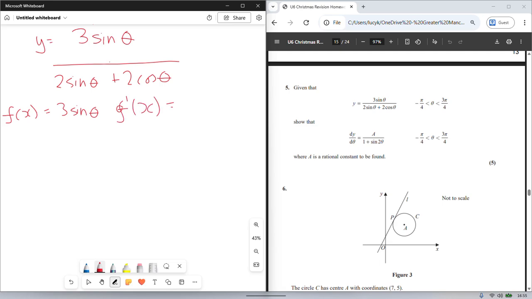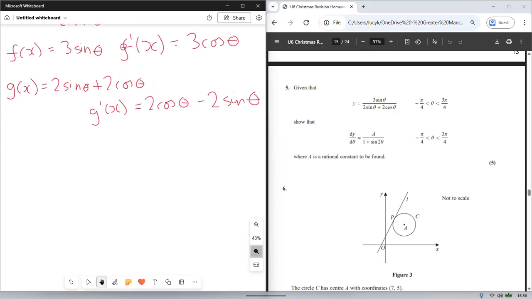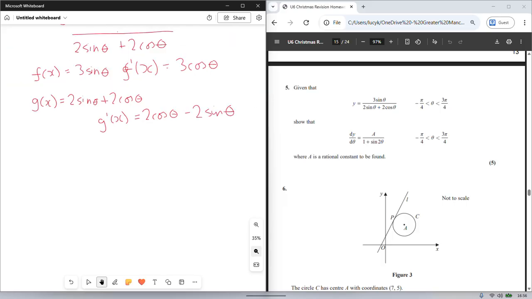The first derivative of that will just become 3 cos theta, because sine differentiates to positive cos. And then our g of x is our 2 sine theta plus 2 cos theta, and the derivative of that is going to be 2 cos theta minus 2 sine theta. Okay, so we got that. So now we can use our quotient rule to find what dy by dx is.